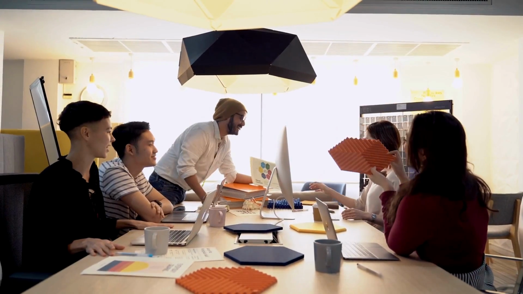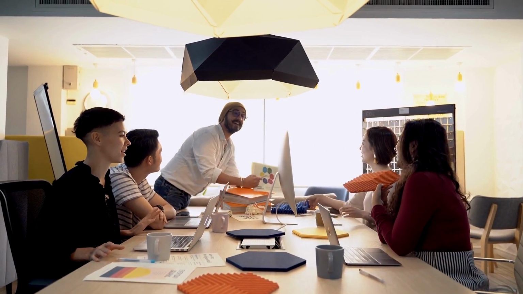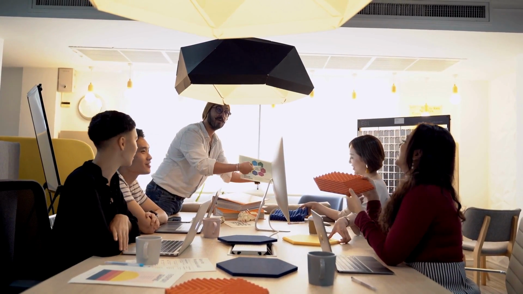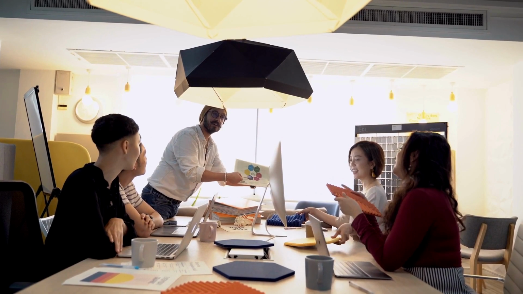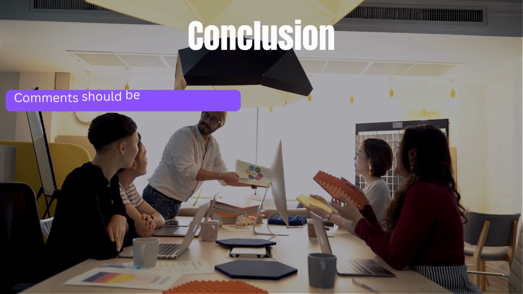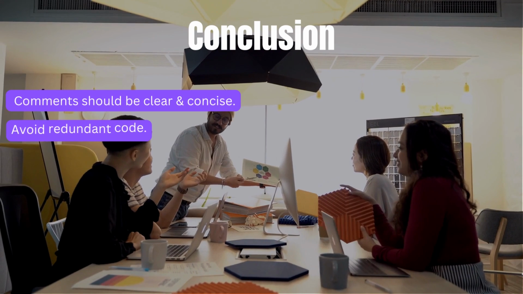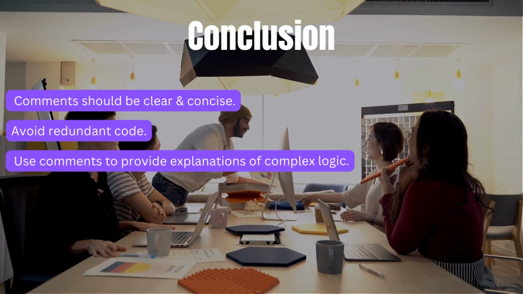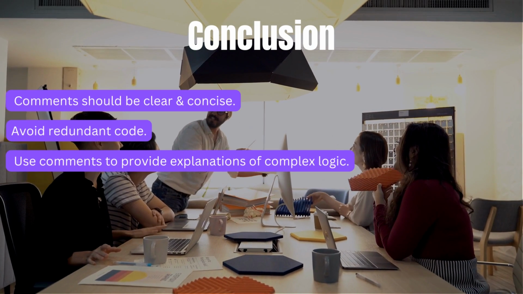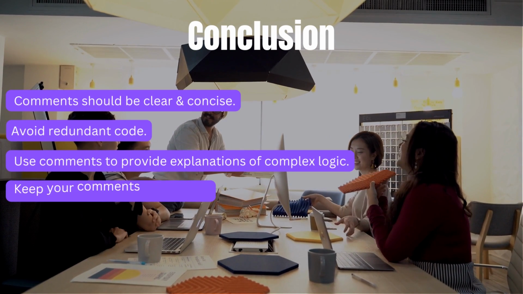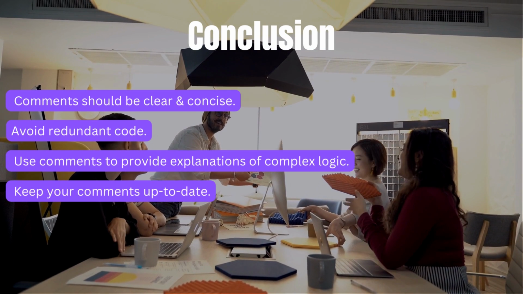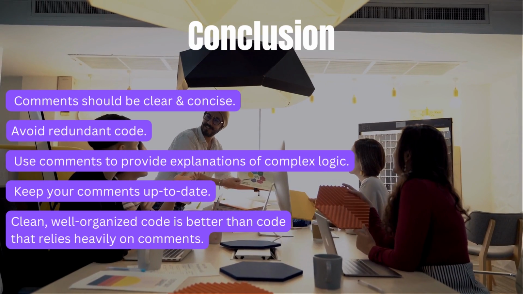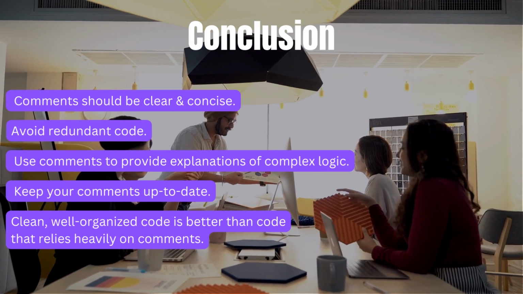In conclusion, comments are an important tool for explaining code and making it easier to understand. However, writing good comments requires thought and effort, and there are several key principles to keep in mind. Comments should be clear and concise. Avoid writing comments that simply repeat what the code is doing. Use comments to provide explanations of complex logic and reasoning for the code. Keep your comments up to date as your code changes over time. And remember, clean, well-organized code is often more readable and understandable than code that relies heavily on comments.